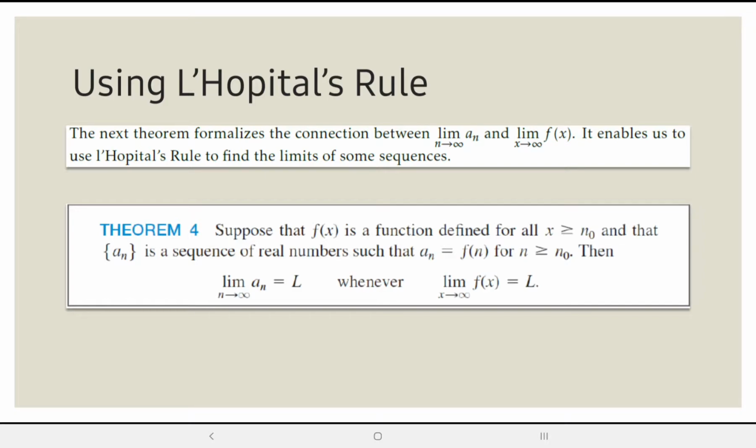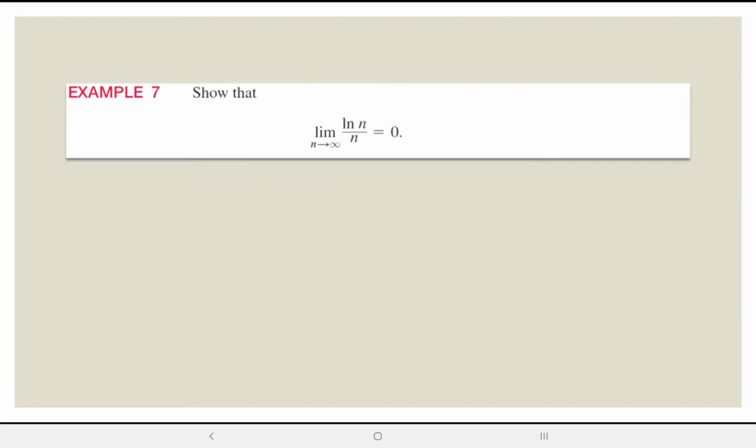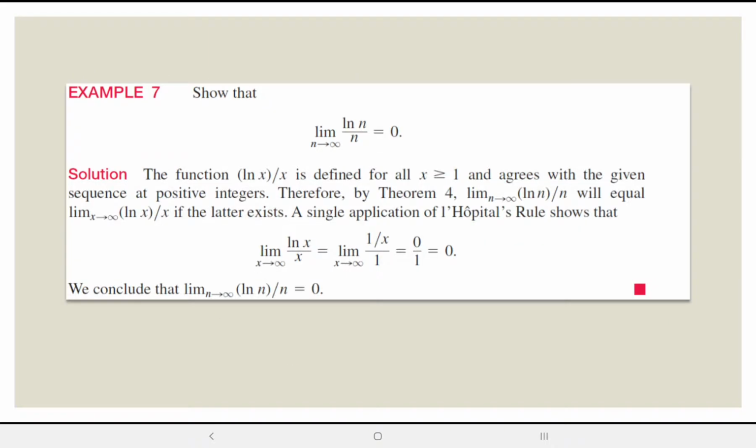Okay, so theorem 4. Suppose that we have a function f of x that is defined for all x greater than n sub 0, and that a sub n is a sequence of real numbers such that a sub n is equal to f of n for n greater than n naught. Then, the limit of a sub n is equal to L whenever the limit of f of x is equal to L. This can be better seen pag ginamit natin siya sa applications.